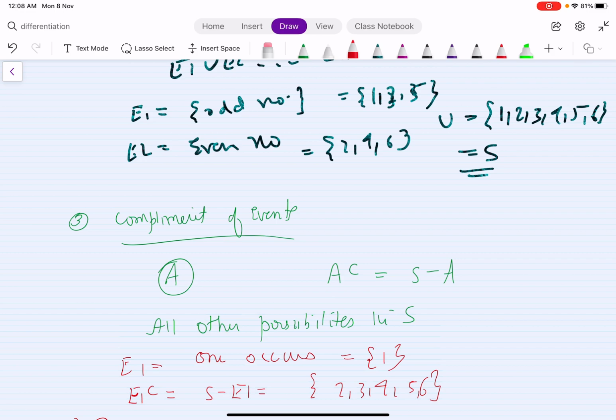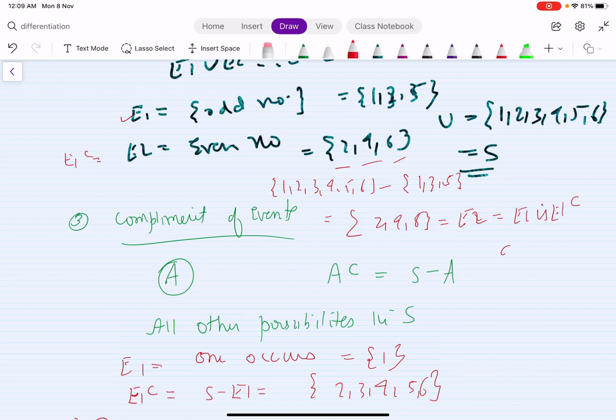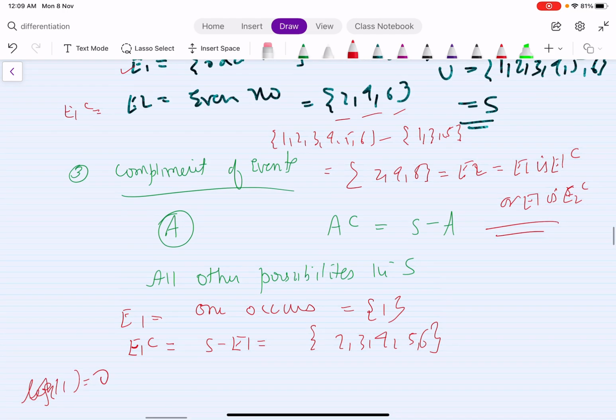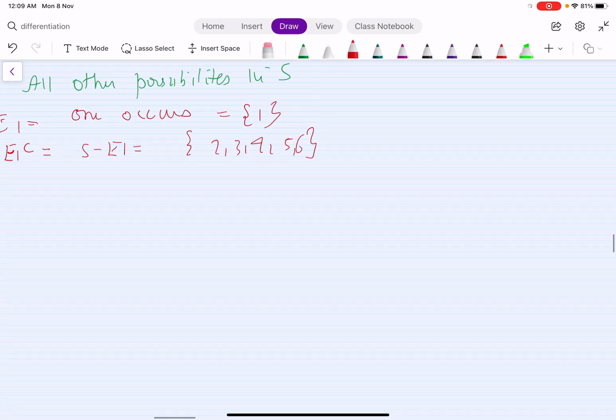Even if I talk about these two, if an odd number is occurring and I talk about E1 complement of odd number, you will see this is even number, because this is simply your 1, 2, 3, 4, 5, 6, your sample space, minus your odd number. Subtraction of sets is just the elements which are not present in the initial set, which is going to be 2, 4, 6, which is your E2. So basically we can say E2 is E1 complement, or E1 is E2 complement in this case as well. Okay, fine. So this we have understood.